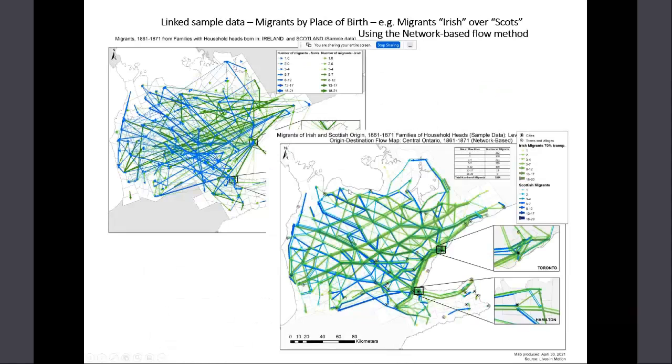Using the network flow-based method can also be applied to mapping segments of the migrant population. Here we take the comparison of Irish and Scottish family migrants we showed earlier, but we use the network flow method for visual comparison. So we find there are some advantages, but some disadvantages to using the network-based method.